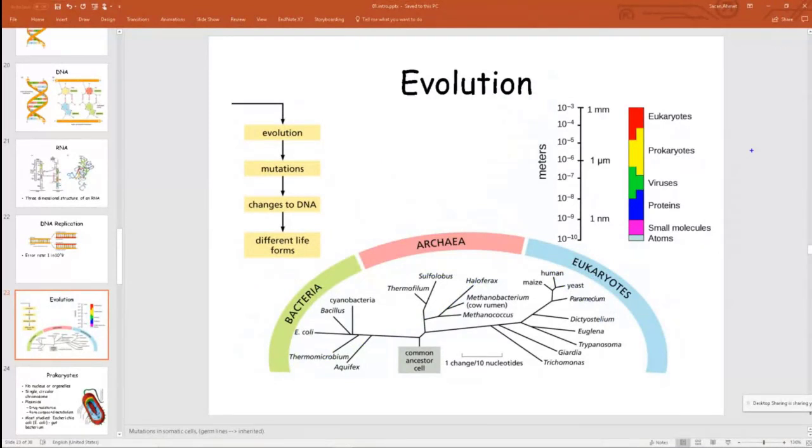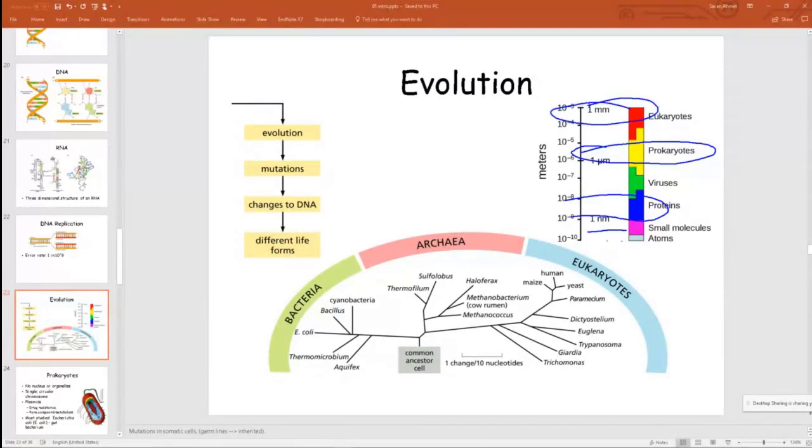Different species vary in size. The small molecules and atoms are in the nanometer range. Proteins range from several hundred nanometers. Viruses are composed of some proteins and DNA complexes, DNA molecules. Prokaryotes are in the micrometer range, and eukaryotes are generally larger, in the millimeter range.